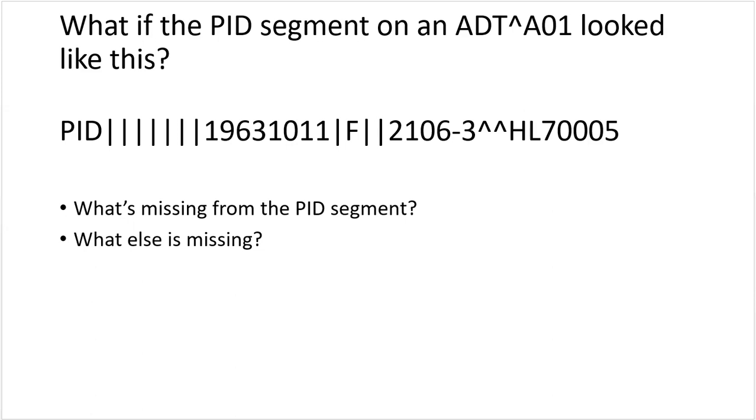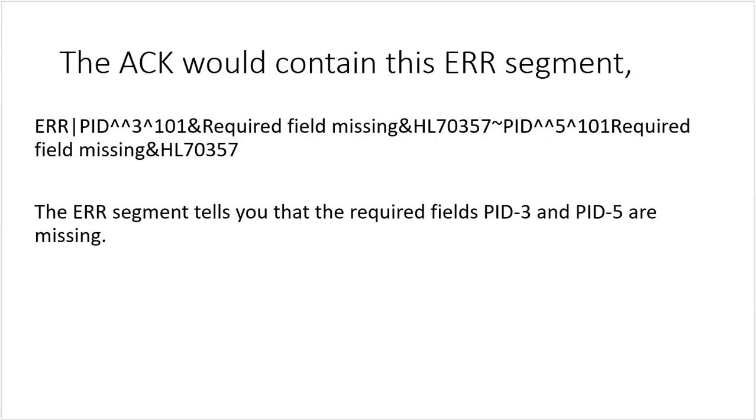So if that message went through, you would get an ACK that contained an error segment that looked like this. Error, PID3, code 101, required field is missing. PID5, error code 101, required field is missing. The error segment tells you that the required fields, PID3 and PID5, name and medical record number, are missing. So that's very helpful when you're troubleshooting a message that doesn't work.